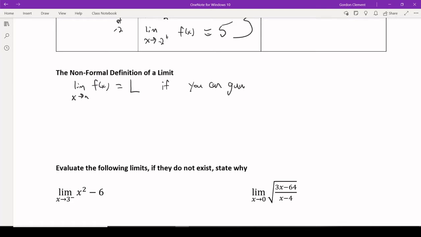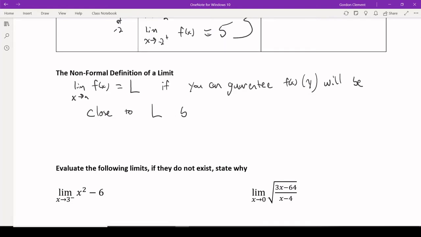you can guarantee f of x, which we can think of as the y value, will be close to L. So L is just some number. I'm using L for limit. You can guarantee f of x will be close to L by making x get close to a. And then I'll specify x can get close to a on either side of a, the left or the right side of a.